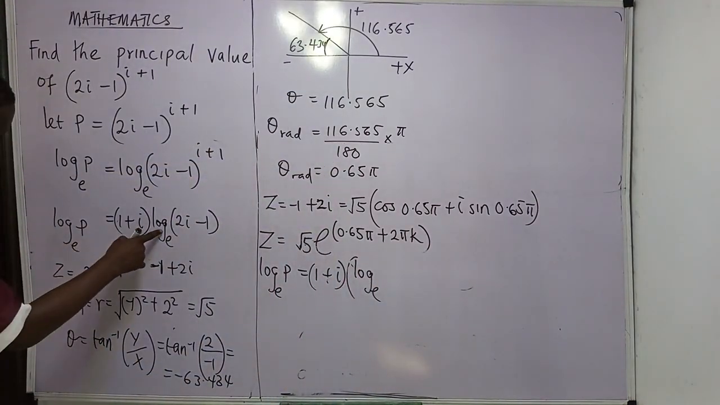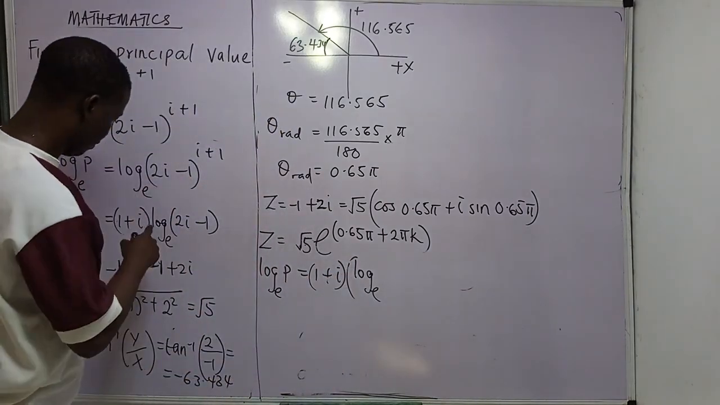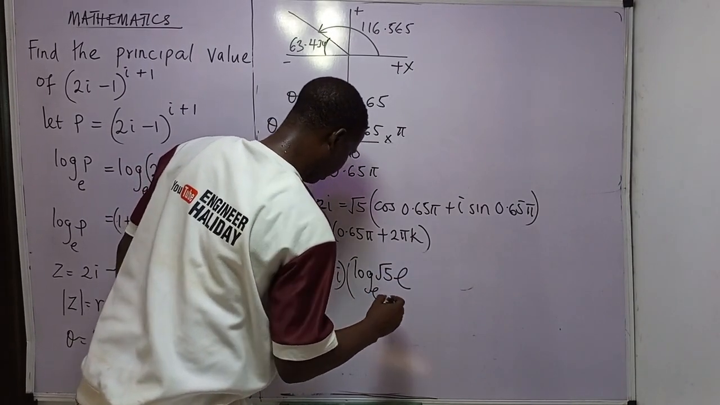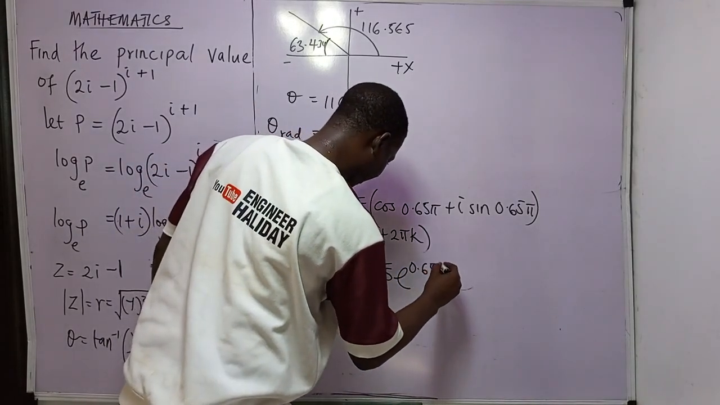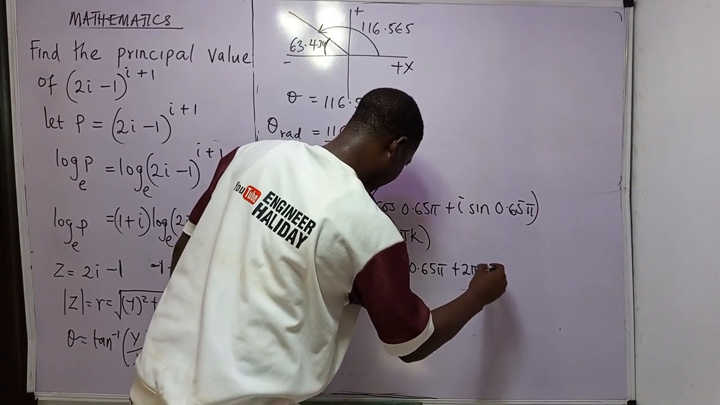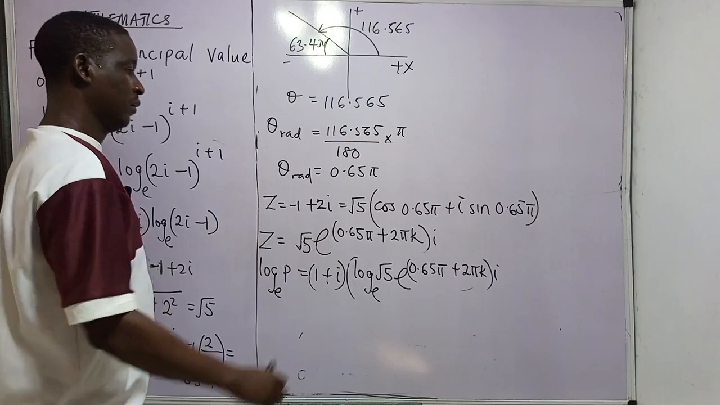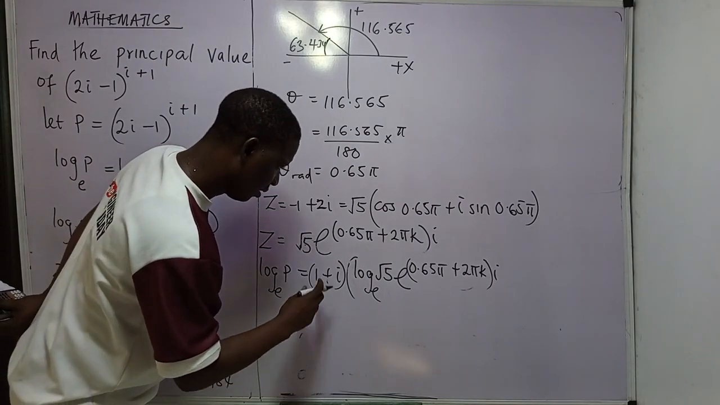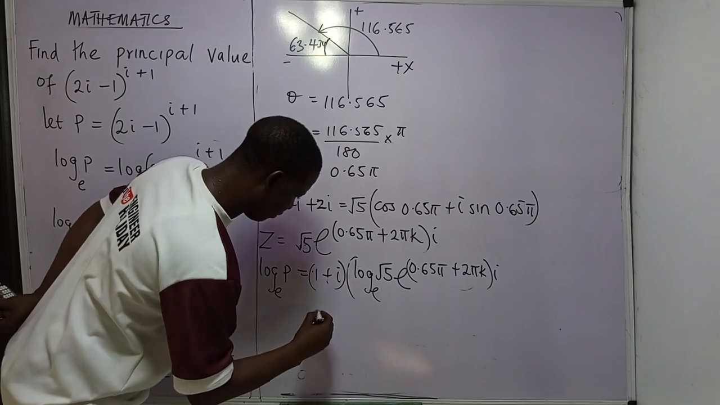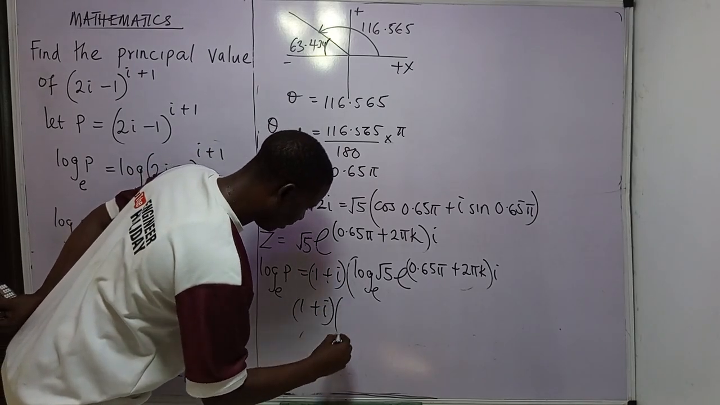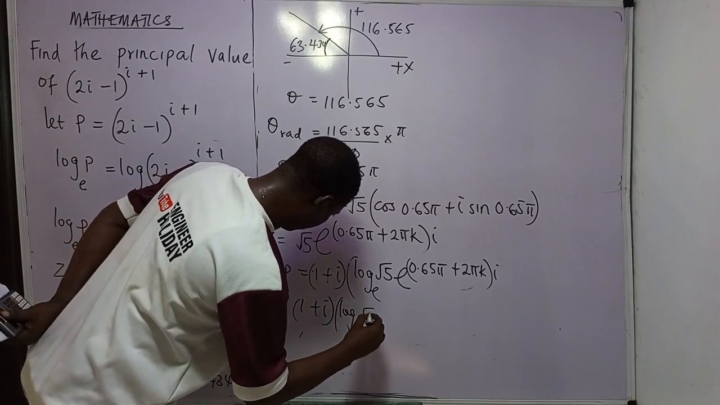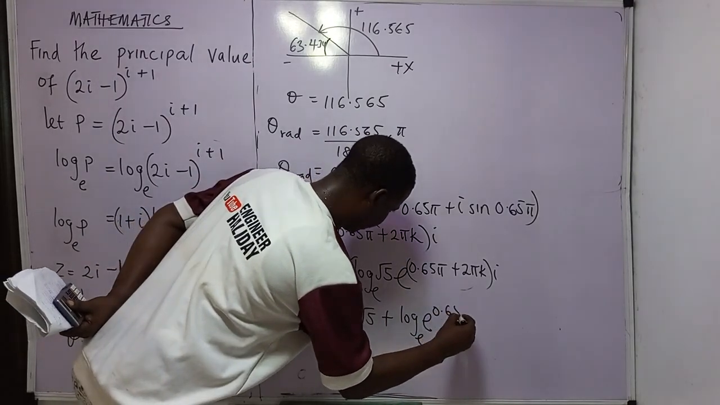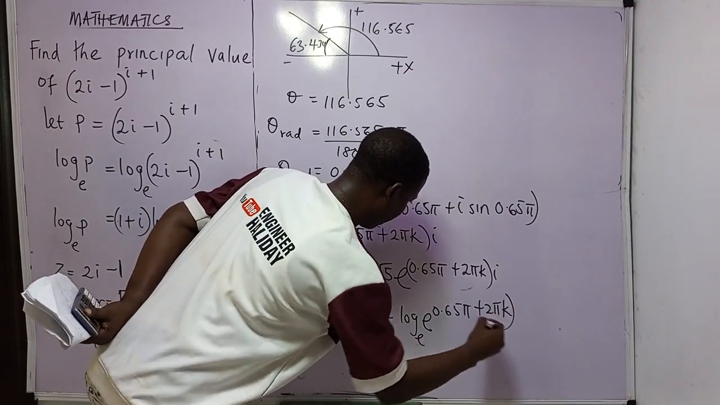No, we are here now. Log to base e, then root 5. Then exponential what? 0.65 pi plus 2 pi k i. There's i here. So that will now have it as, this will now be what? 1 plus i, bracket, log to base e to the square root of 5, plus log to base e to the power exponential 0.65 pi plus 2 pi k i.